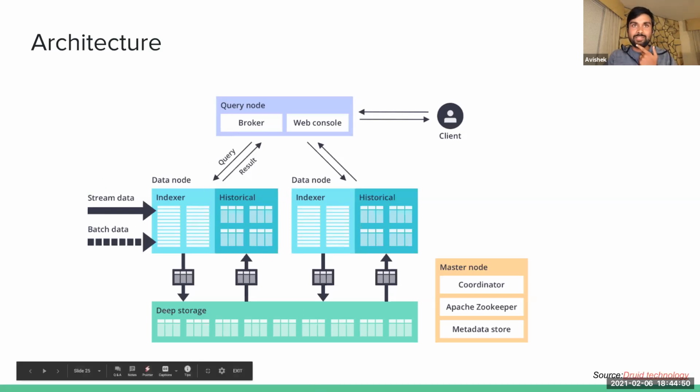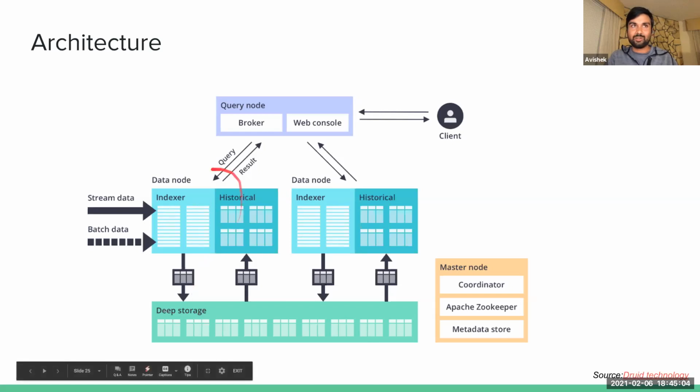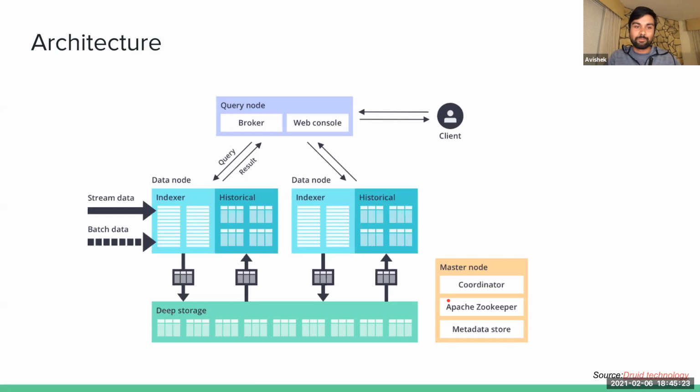And then there is deep storage. Deep storage is usually a cloud storage like GCS or S3, which Druid uses to back up its segments. So even though segments are loaded in these data nodes, they're also stored in deep storage, so that if a node dies and has to be replaced, it takes the segments from deep storage and rebuilds itself. So these are the 3 main node types in Druid.